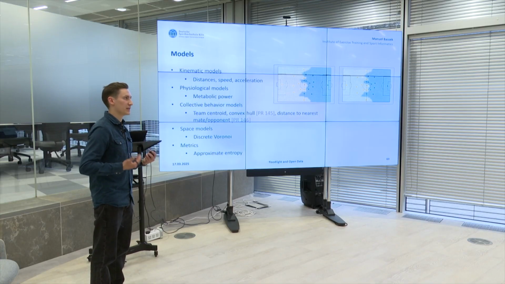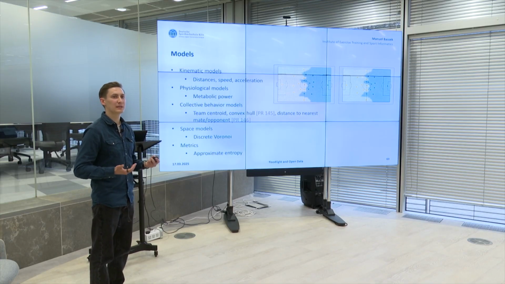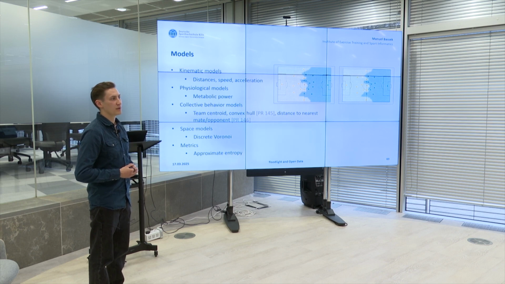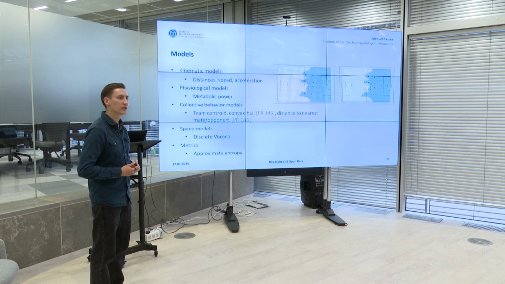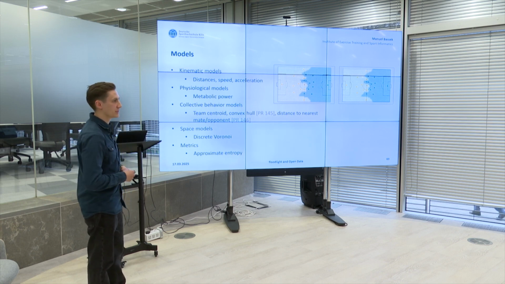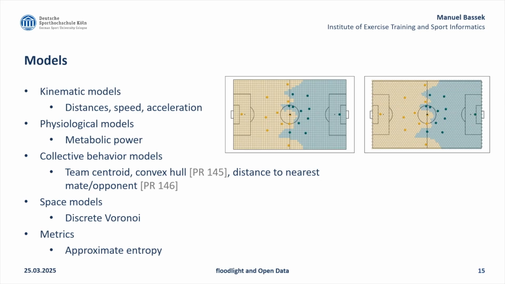We place a fair emphasis on the models that we include, and every model that we include in Floodlight is, I would say, a scientific model. What that means is that it has been published within a scientific journal, so it has gone through the quality control of peer review. Our models right now contain calculation of distance, speeds and accelerations, but also more complex approaches to player load modeling, like the metabolic power model.